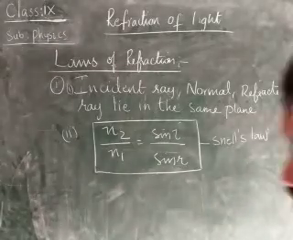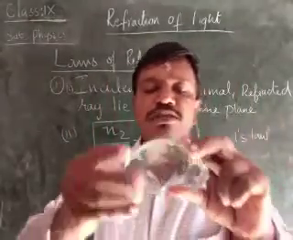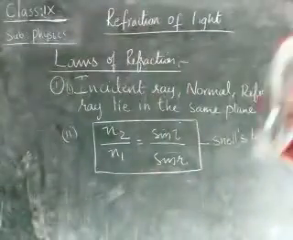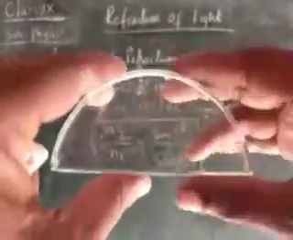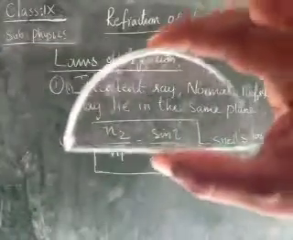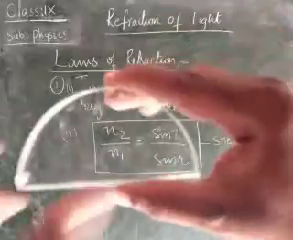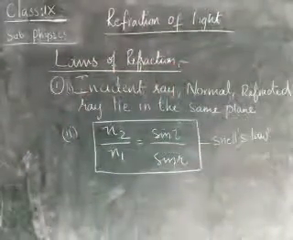See here, children, for this you should take a semicircular glass slab. This is called a semicircular glass slab, children. Semicircular, that is, half circle. To do this activity we should take a semicircular glass slab.